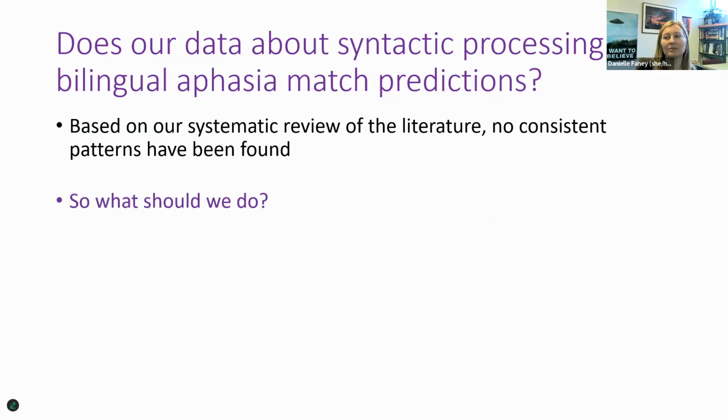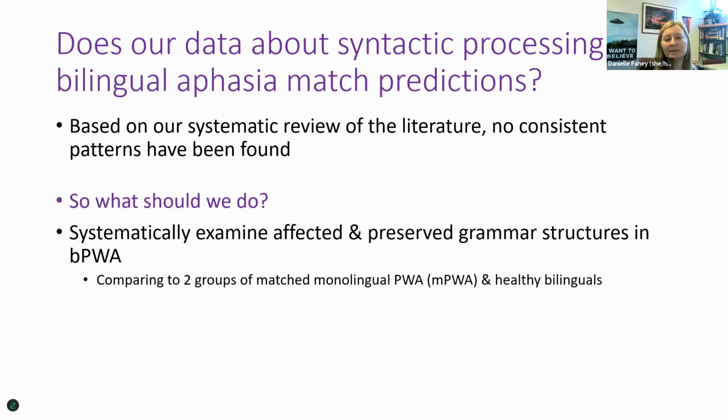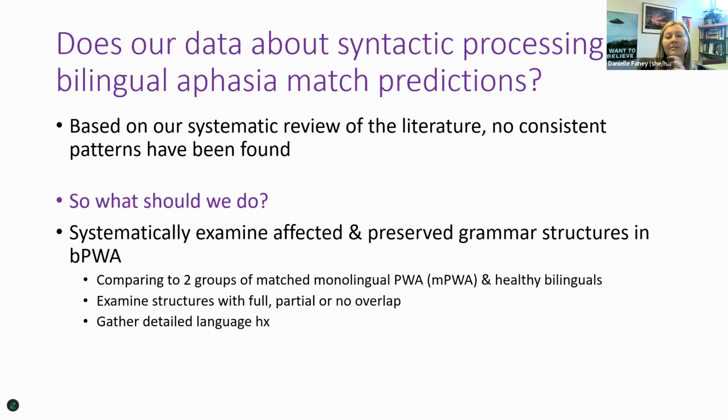So getting to some original data, what should we do next? What should we look at with more patients? Well, we should want to systematically examine affected and preserved grammar structures in bilingual people with aphasia, and very importantly, comparing to 2 groups of matched bilingual people with aphasia. And of course, it doesn't really hurt to compare to healthy bilinguals as controls, which has been done more often than not. We want to examine full, partial, and non-overlapping grammar structures, as well as gather detailed language histories.